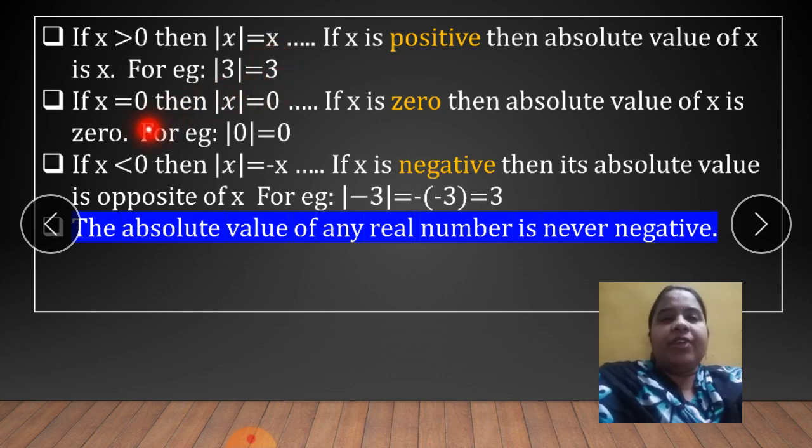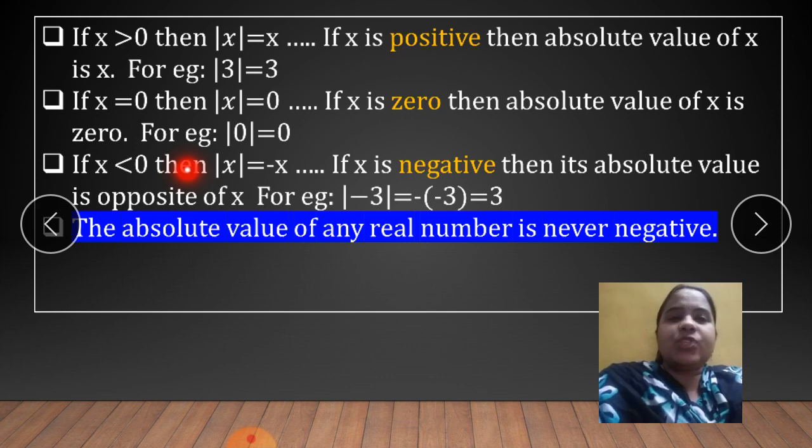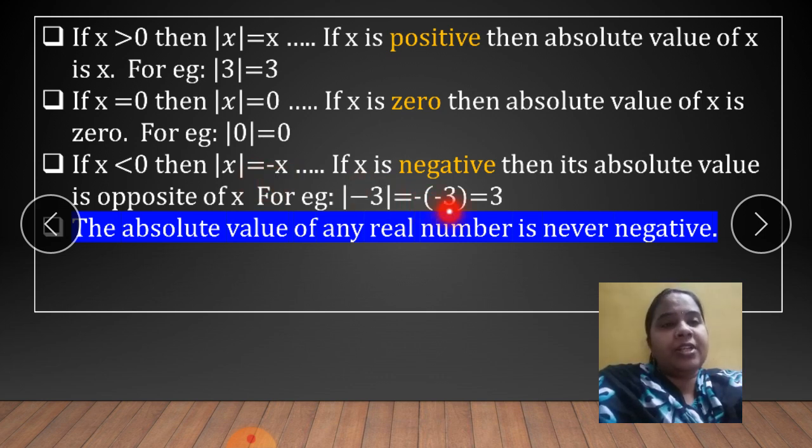Second property. If x is equal to 0, then what will happen? Mod of x is 0. If x is 0, then absolute value of x is also 0. Correct? Now this is important to remember. If x is less than 0, correct? This is what I was telling you, that if you take a negative number, will the answer be positive? Let us understand this. I have taken -3. Is -3 less than 0? Yes. So what will be mod of -3? See the property. When I take a negative number, mod of it is -x. But since the number itself was negative, minus of -3 will become +3.